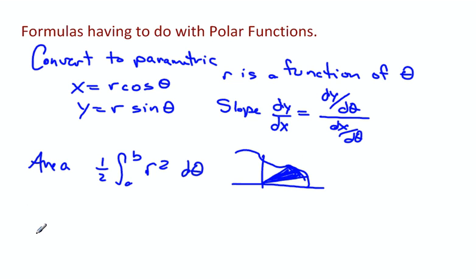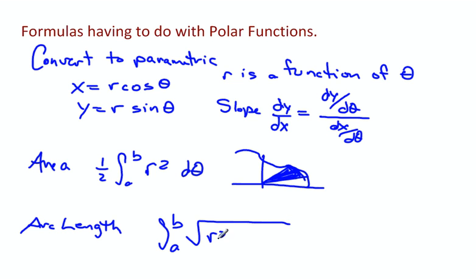And then the arc length, which we just did, but I'll write it one more time. Arc length along a polar curve is the integral from a to b of the square root of r squared plus dr d theta squared d theta.